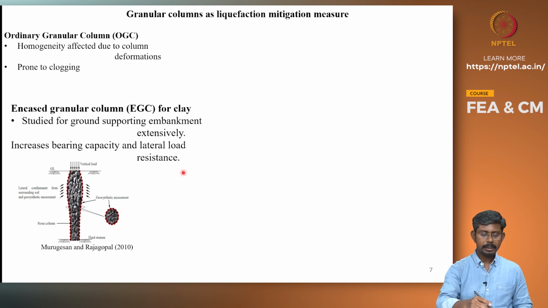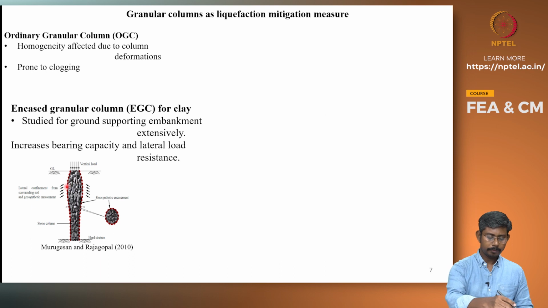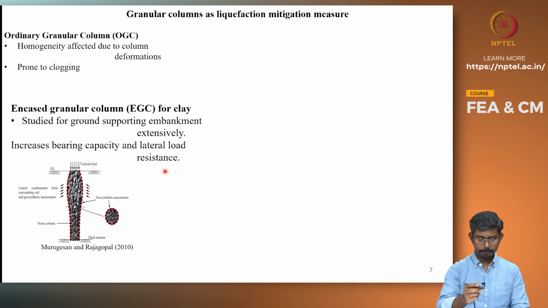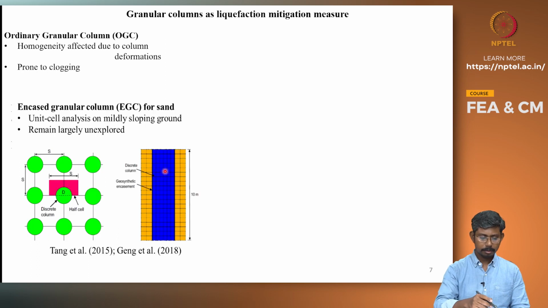The other possibility is the encased granular column. The encased granular column is very popular in clay. Here you can see the column, it is wrapped with geosynthetic encasement. In the case of soft clay deposits, it is known to increase the bearing capacity and lateral load resistance, and it has been reported by several researchers in the past.